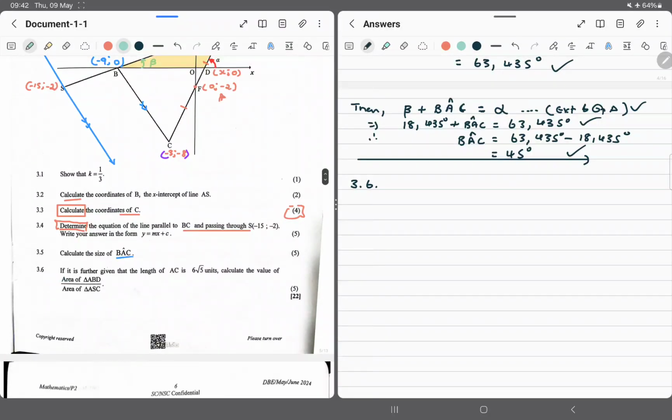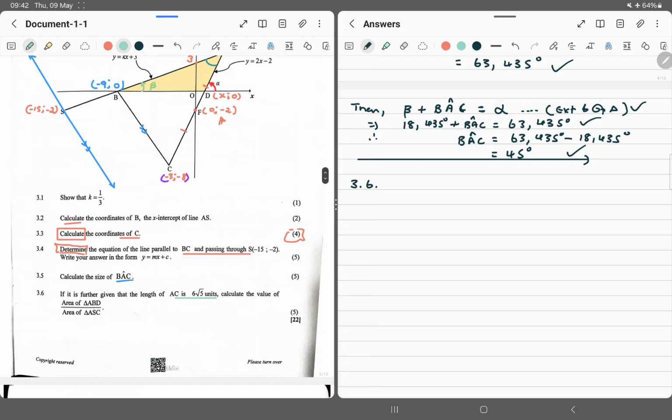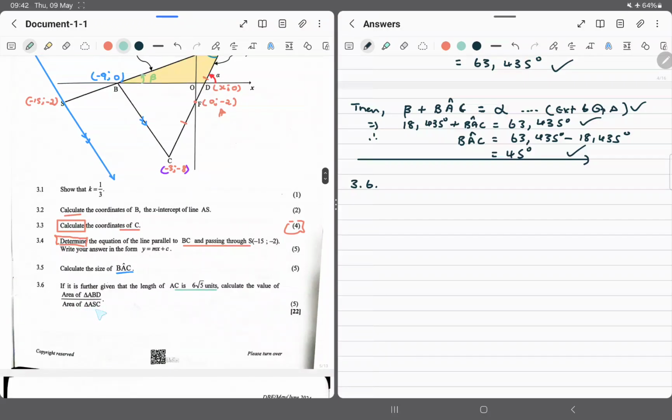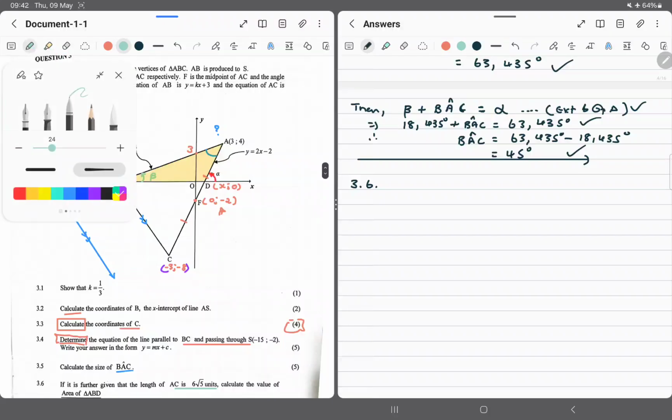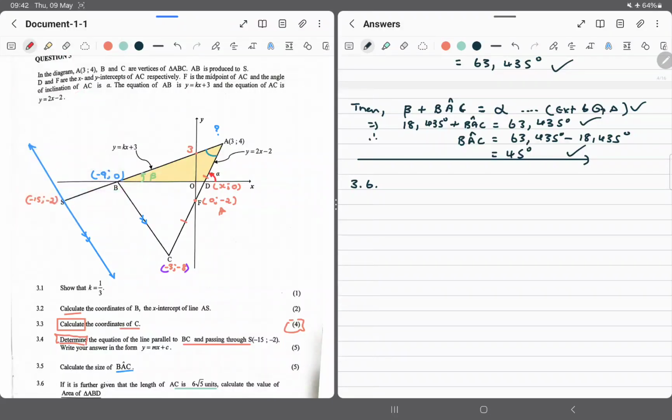Now, 3.6 says, it is further given that the length of AC is 6√5 units. Now we are to calculate the value of the ratio of the area of triangle ABD, the yellow one, over the area of triangle ASC, technically. So that means there's a triangle here. Let's draw it. So there's a joining here, and there's these 2 triangles.